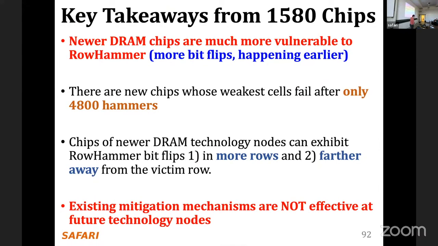We tested more than 1,500 chips, and we found out that newer DRAM chips are much more vulnerable to RowHammer. There are more bit flips that we see happening earlier. And there are new chips whose weakest cells fail after only 4,800 hammers. It's getting much worse, and existing mitigation mechanisms are not effective at future technology nodes. There's no mitigation mechanism described in the literature that is good at low RowHammer thresholds. When, for example, you hammer a row 1,000 times and you get a bit flip, there's no mechanism that actually works well. Either they don't work at that number, or they induce a huge overhead in terms of performance.